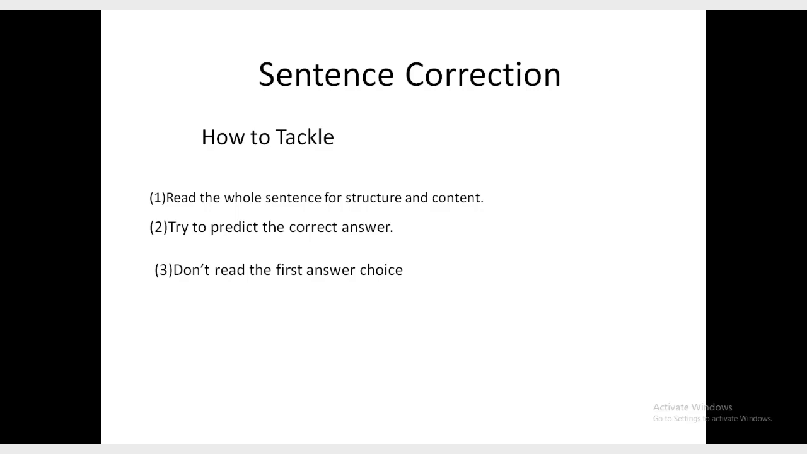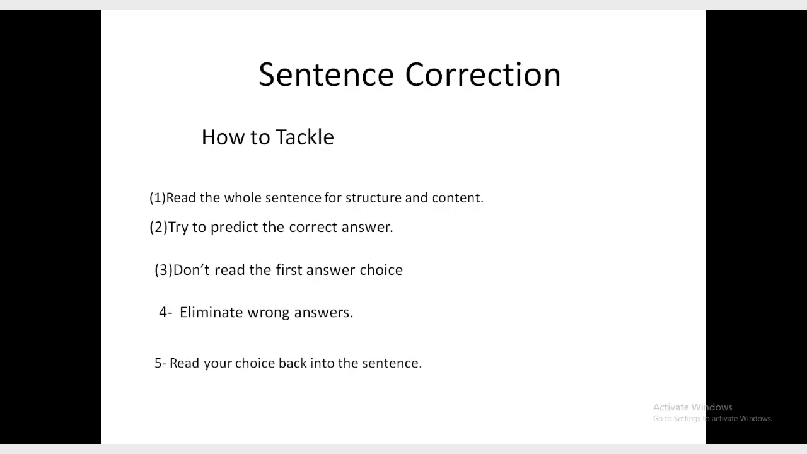The fourth one: eliminate wrong answers. As I told you, if you think that one of them contains an error, eliminate it, and eliminate the other answers that contain the same error as well. Okay, so let's move to the fifth one: read your choice back into the sentence.